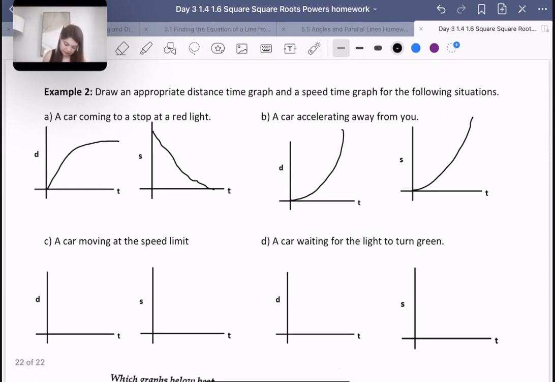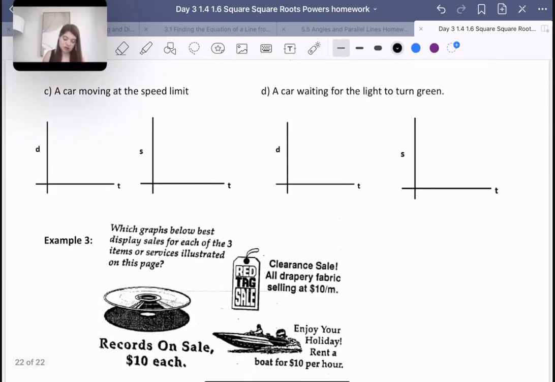Then C says a car moving at the speed limit. So we don't know what the speed limit is, but the speed limit stays the same. So that would be driving at a constant speed throughout the time, not speeding up or slowing down. And then the distance here would be a line like this, right? Depending on the time, they're going at a proportional distance, right? With the same slope there.